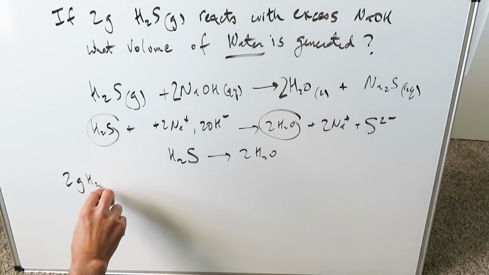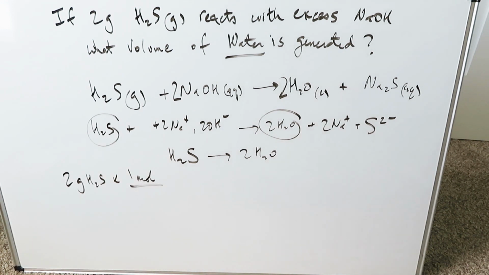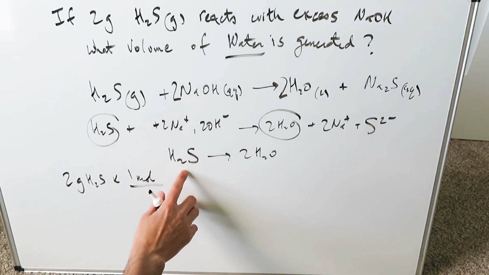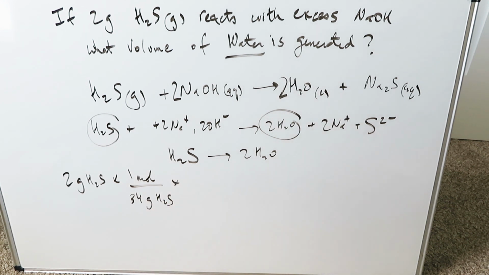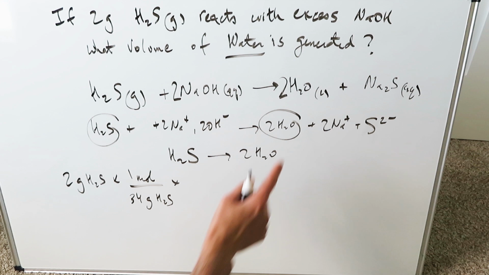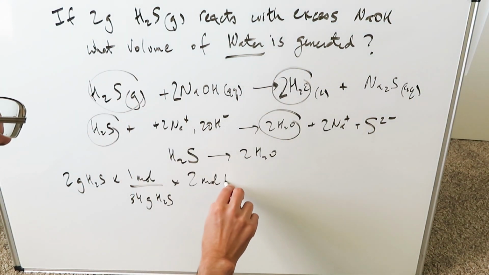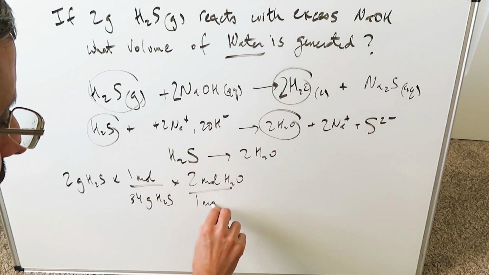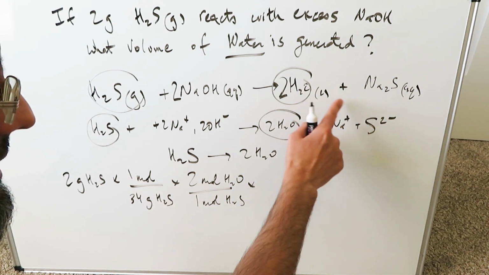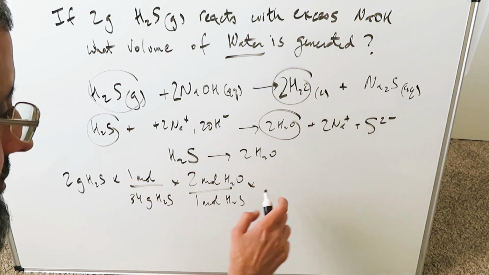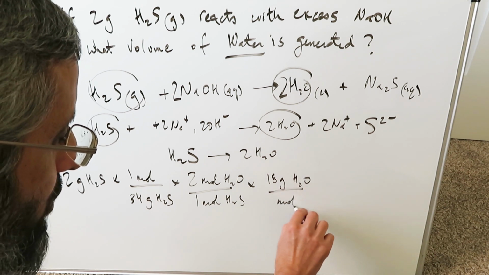2 grams of hydrogen sulfide gas multiplied by 1 mole. Each mole of this is equal to its molar mass, 32 plus 2, 34 grams of H2S. Now we have to bring in the water. We have 2 per 1. You have 2 moles of water being generated per each 1 mole of hydrogen sulfide. Now bring in the molar mass of water to get rid of the moles. I have 18 grams of water per mole of water.